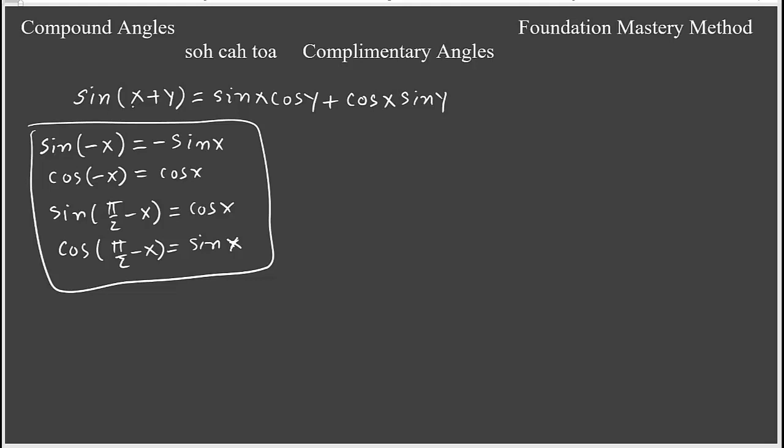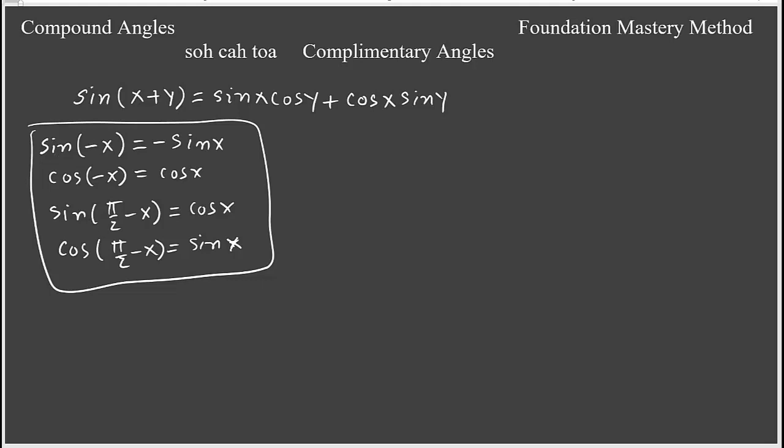We need to prove sine of x plus y will be sine x cosine y plus cosine x sine y. So we are taking the sum of two angles x and y, and we will show how this is so with the help of geometry and those properties.